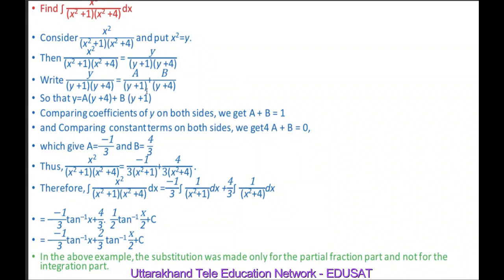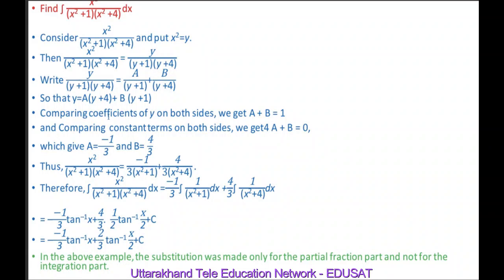Here the LCM will be (y plus 1) into (y plus 4). So on this side we have a into (y plus 4) plus b into (y plus 1), and on this side we have y. I have not written the denominator because on both sides we have the same denominator, so we can cancel it. To find the values of a and b, we compare the coefficient of y on both sides. Coefficient of y here is 1. Coefficient of y here is a, and from the b term it is b. So a plus b equal to 1.